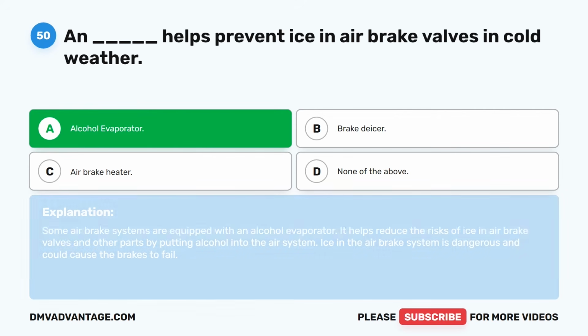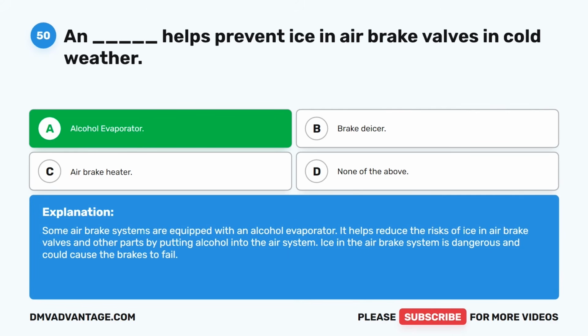Alcohol evaporator. Some air brake systems are equipped with an alcohol evaporator. It helps reduce the risks of ice in air brake valves and other parts by putting alcohol into the air system. Ice in the air brake system is dangerous and could cause the brakes to fail.